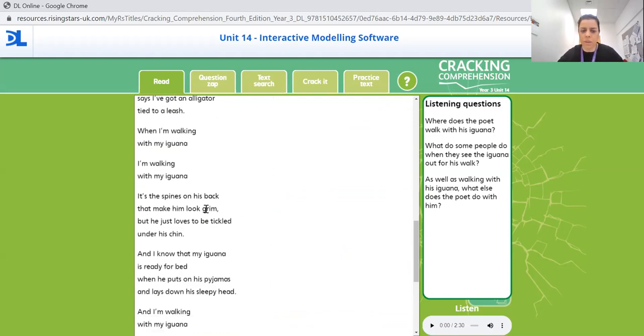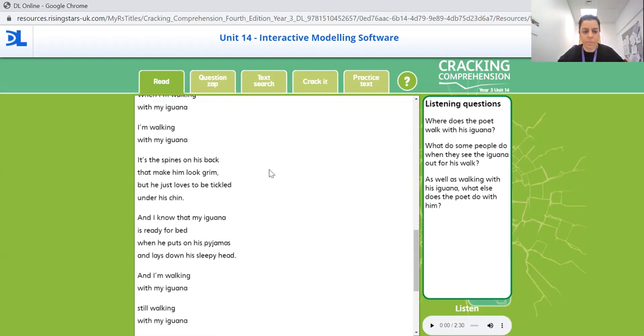We also had grim. It's the spines on his back that make him look grim. I wonder if you have a think about what you think grim means. Pause the video and have a think about what you think the word grim might mean. Okay, so grim sort of means it doesn't look very nice, doesn't look very friendly, could be a bit horrible and disgusting. Looks a bit grim is a negative word. It's not a nice word to describe something. So they're saying he looks a bit grim.